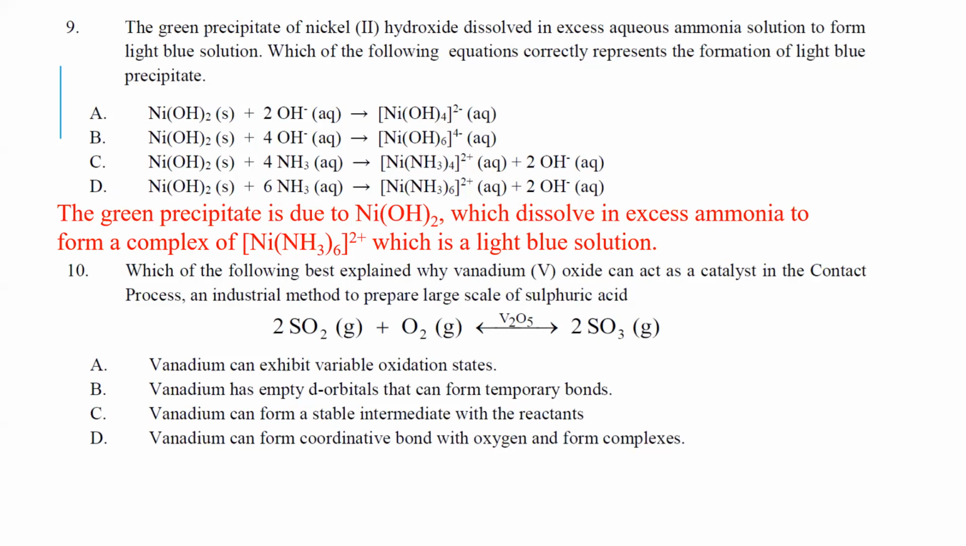Then we go to number 10. Which of the following best explains why vanadium(V) oxide can be used as a catalyst in the contact process, the industrial method to prepare sulfuric acid on a large scale? Okay, so this is due to vanadium being able to form variable oxidation states.